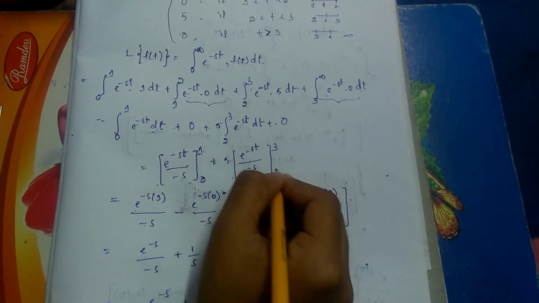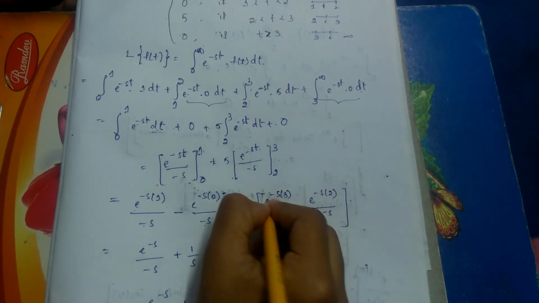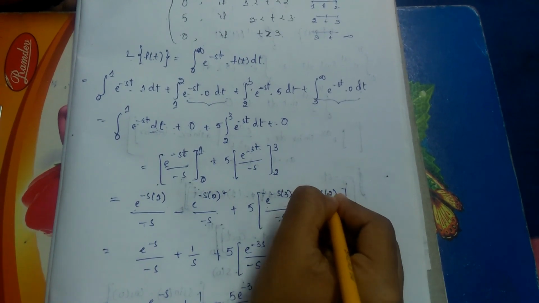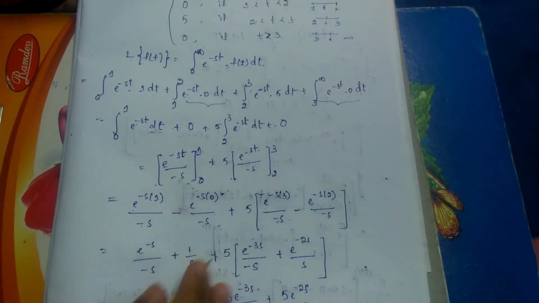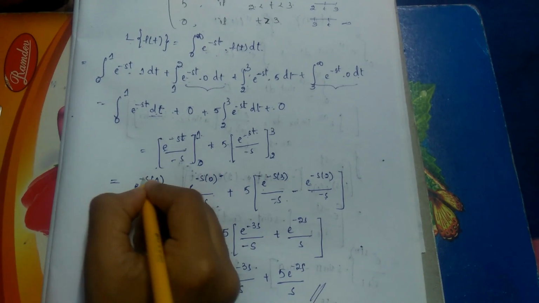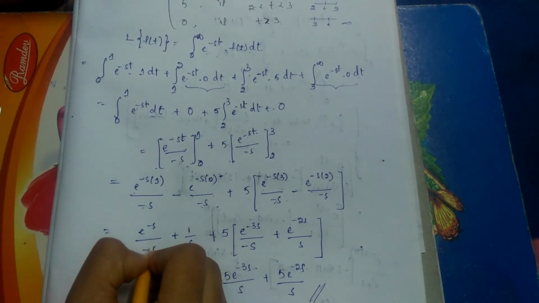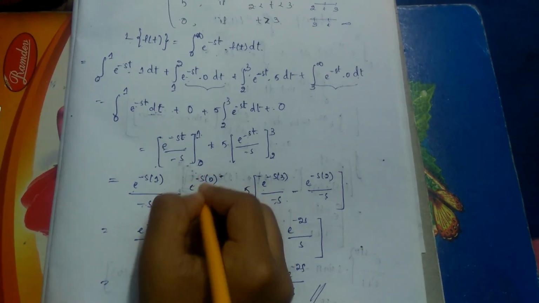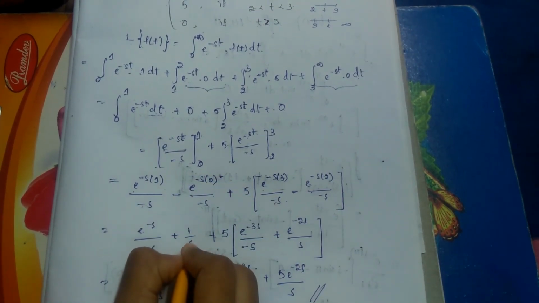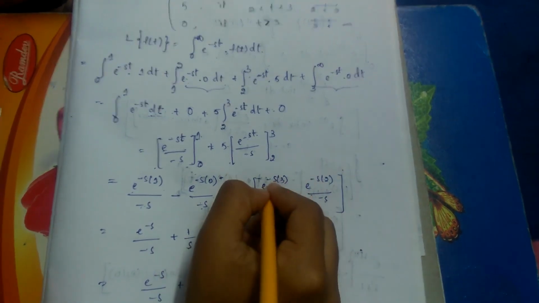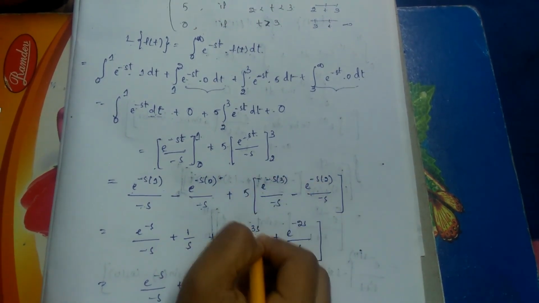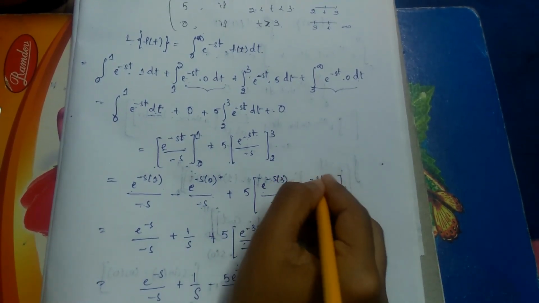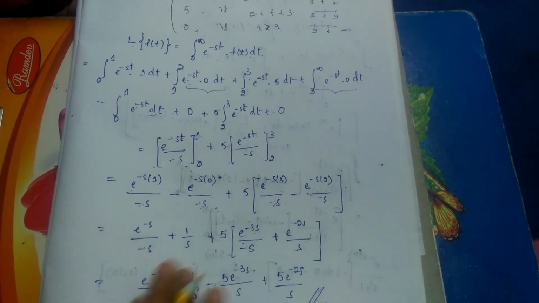to apply the upper limit minus lower limit in the place of t. So e power minus s into 3 by minus s minus e power minus s into 2 by minus s. So here e power minus s divided by minus s, and here minus into minus is plus, and e power 0 value is 1. So 1 by s, plus 5 into e power minus 3s by minus s, and minus into minus is plus e power minus 2s by s.